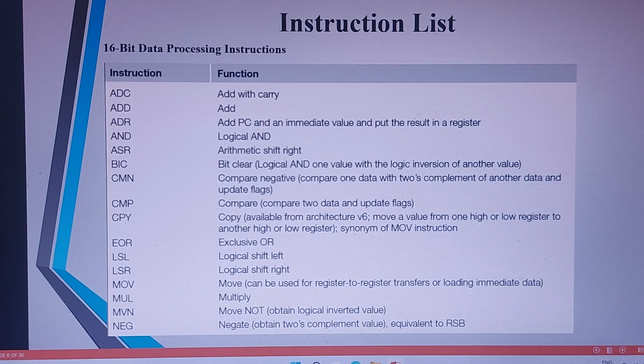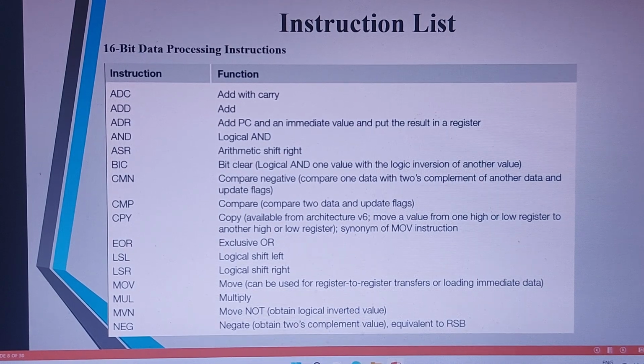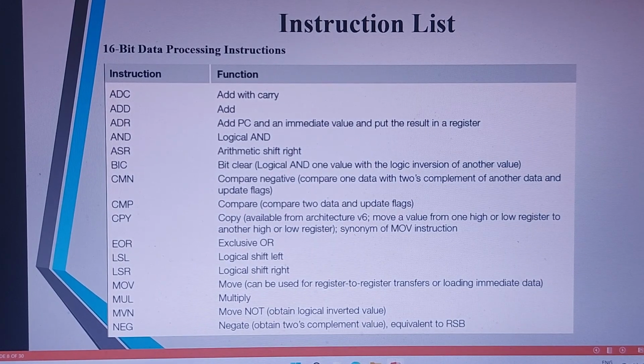Compare negative, CMN. So this will consider a negative flag which is available in the CPSR, and it will compare the data with the 2's complement of another data and update the flags. When we are taking a 2's complement, it is as good as we are considering a negative value of a number. So that is why it's called compare negative. Then we have a simple compare, that is just comparing the two values in a register, and it will update the flags in the CPSR.